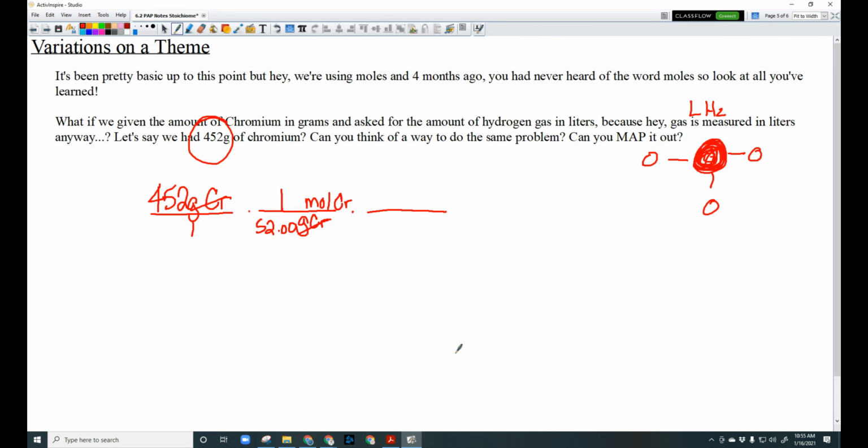All right, so going back to our problem. Moles of chromium is what I want to get rid of. So where can I put it so that it cross cancels? In the bottom here, because it needs to be opposite. And what do I want to convert it to?